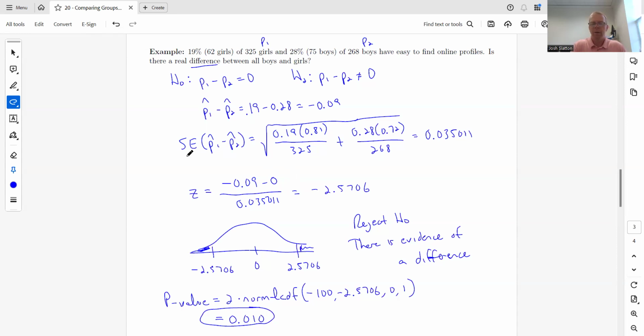So in the next video, we'll look at the difference between two means. And again, it'll be very similar to what we're doing, but we'll have to calculate slightly differently.